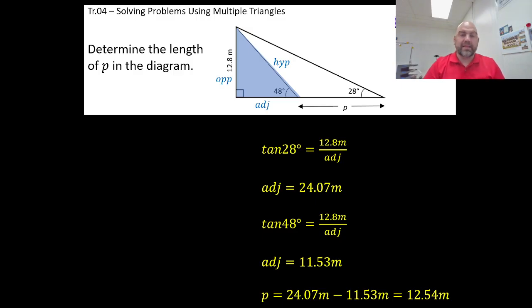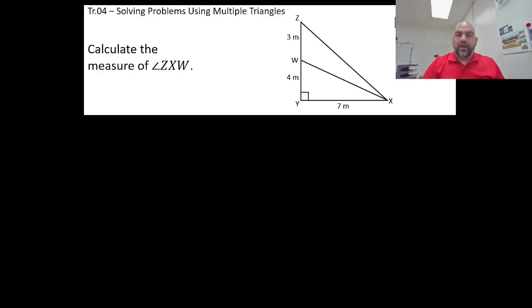So hopefully you're able to get that. Like I said, this is a classic example. It could very well be on a test, an exam, or an assignment. It's just a classic example of find the full length, subtract the shorter piece, and that gives you the remaining piece. Okay, here's another one.